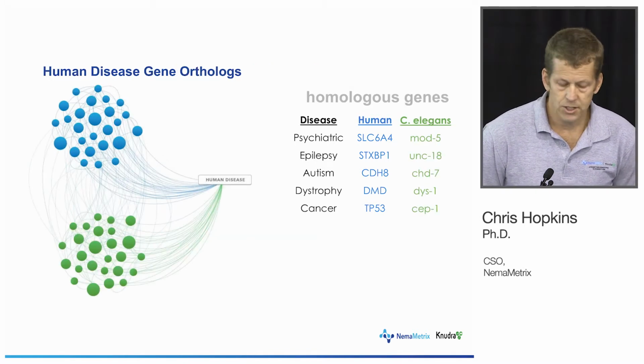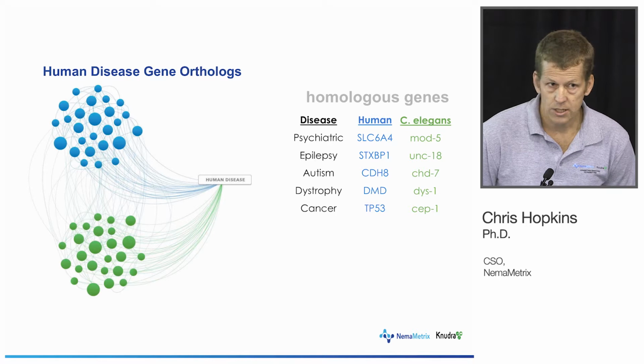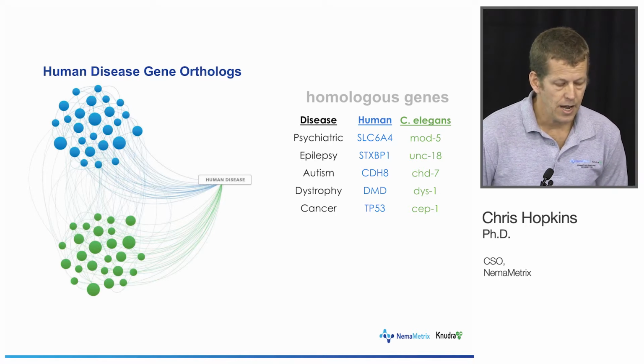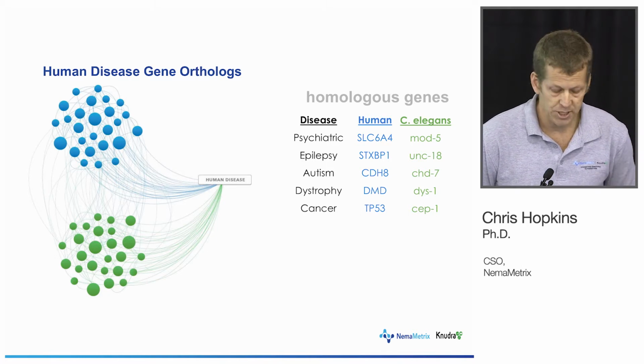We can study the function of human diseases through orthology. We can look at homologs in C. elegans and study human diseases in the C. elegans animal to help us gain better understanding of human diseases.